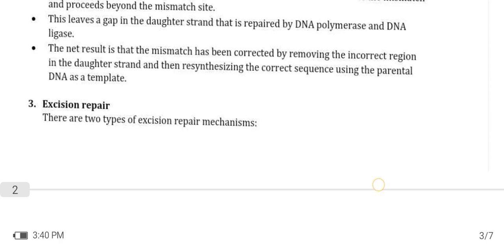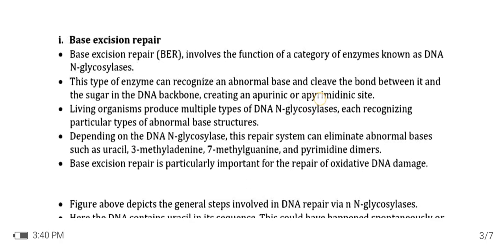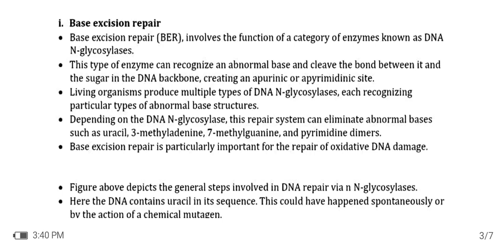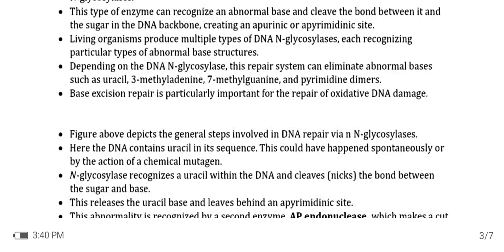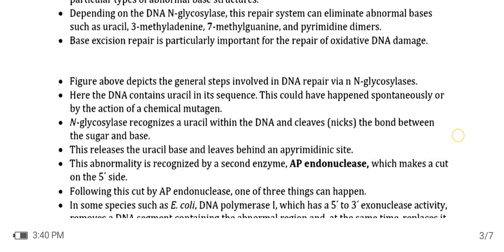In excision repair, there are two types of excision repair mechanisms. Base excision repair. Base excision repair involves the function of a category of enzymes known as DNA glycosylases. This type of enzyme can recognize an abnormal base and cleave the bond between it and the sugar in the DNA backbone, creating an apurinic or apyrimidinic site. Living organisms produce multiple types of DNA glycosylases, each recognizing particular types of abnormal base structures. Depending on the DNA glycosylase, this repair system can eliminate abnormal bases such as uracil, 3-methyladenine, 7-methylguanine, and pyrimidine dimers. Base excision repair is particularly important for the repair of oxidative DNA damage.